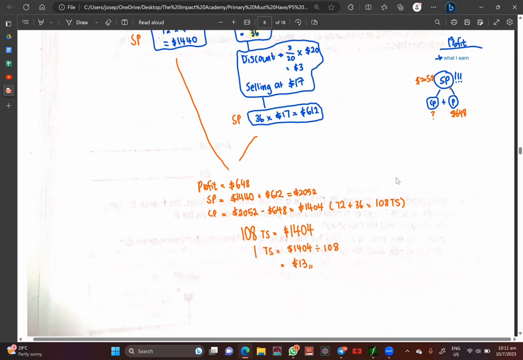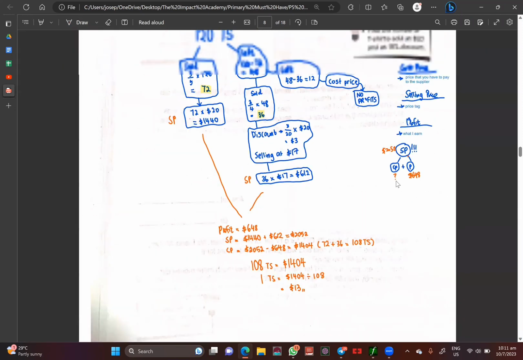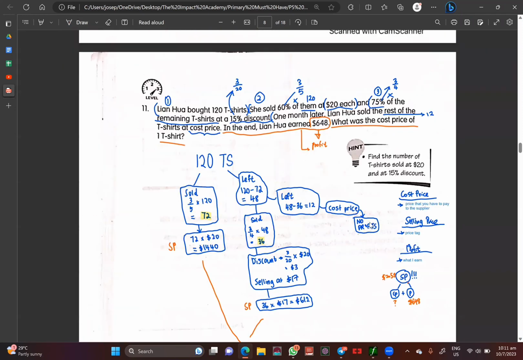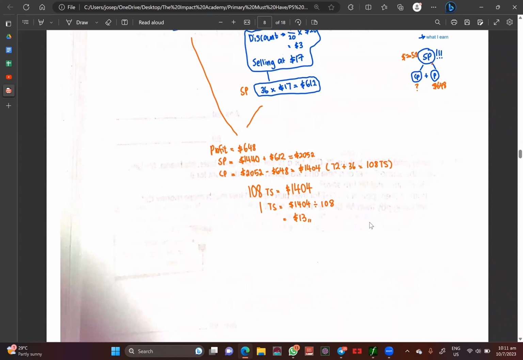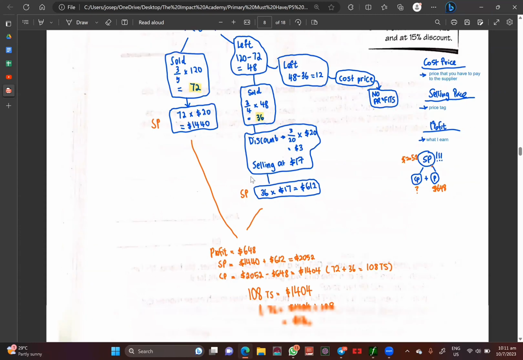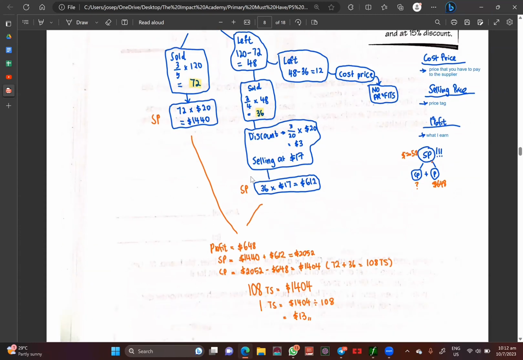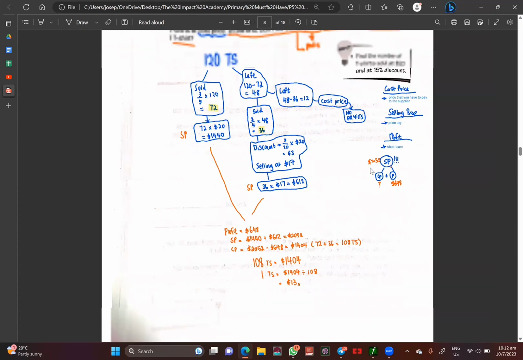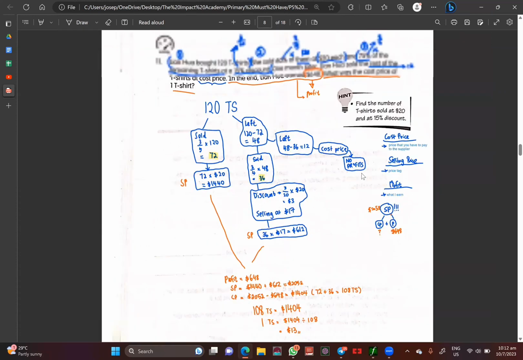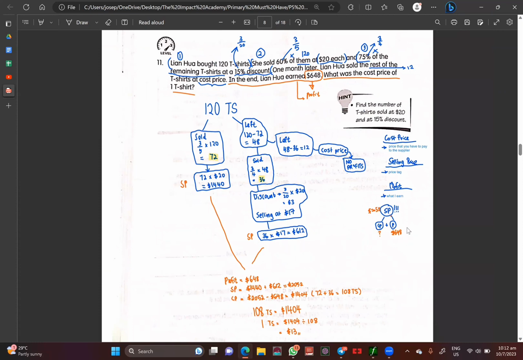Sorry, not the supplier, but this person Lianhua will have to pay $13 to the supplier, the person who made the t-shirt. And then maybe let's say if she were to sell at $20, that means she has made $7. So that is the idea here. Whenever you face a selling price, cost price, profit kind of question, you try your best to make sure that you have this number bond.